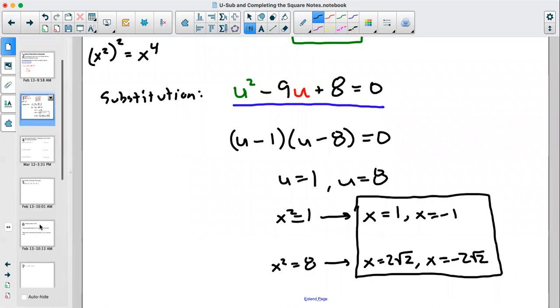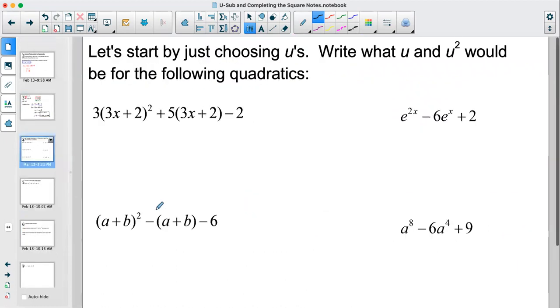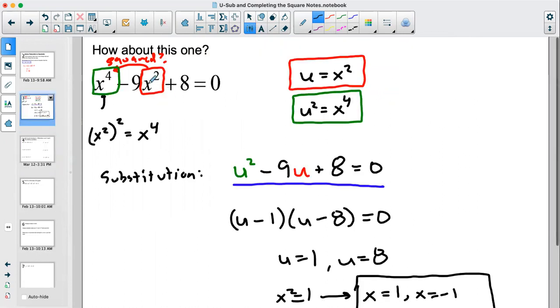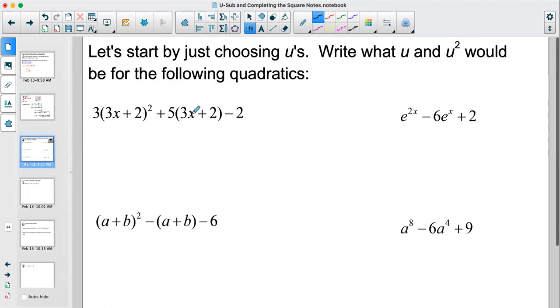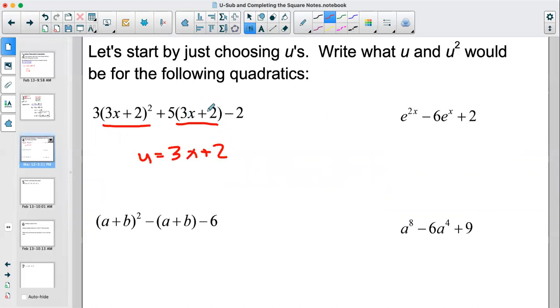So we'll do a few more examples here. What we can do here is look and say, what would I choose for u in these? What would be some things you might choose? Well, remember, we looked here and asked, what is in the middle that's squared in the front? Here in the middle, I have 3 times this thing squared plus 5 times blah, blah, blah. So I see right here I have 3x plus 2. Here I have 3x plus 2 squared. A good choice for u here would probably be 3x plus 2 because it's to the first power in this term and to the second power in that term.